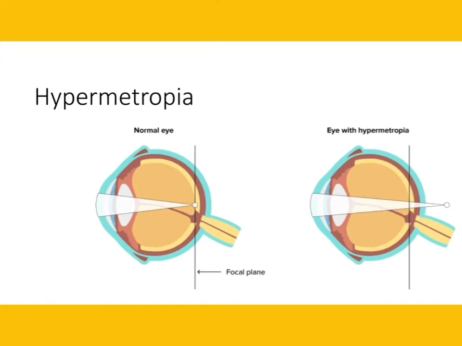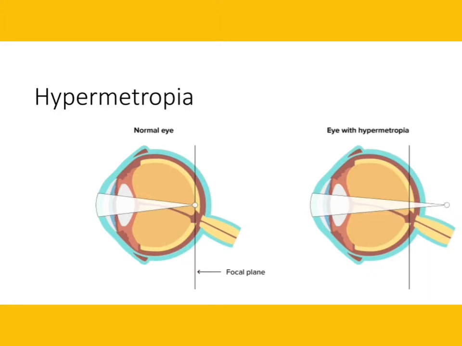Today in this video I'm going to discuss with you all about hypermetropia. Okay, so let's start. As you can see in this picture, light rays are getting focused on the retina, so it's termed a normal eye, but here the light rays are not focusing on the retina. We are going to discuss what causative factors lead to defocusing of the light rays, and how hypermetropia leads to the light rays getting focused behind the retina.